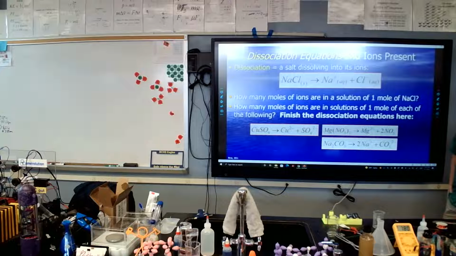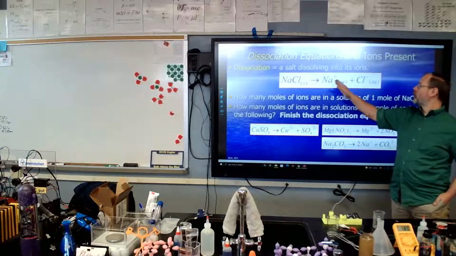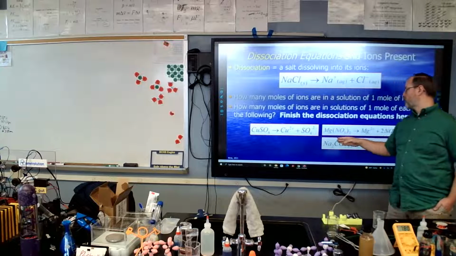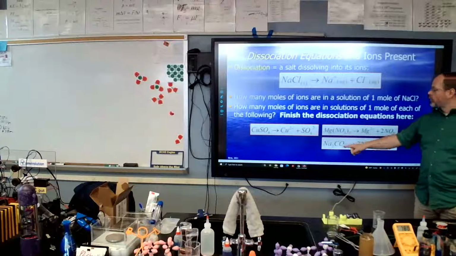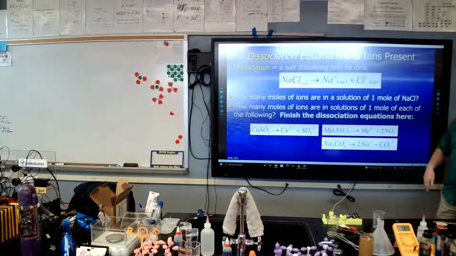Okay. Yep. So every time the salt dissolves, it releases its ions. With sodium chloride, it releases 1 cation, 1 anion. Copper sulfate, 1 cation, 1 anion. Magnesium nitrate, 1 cation, 2 anions. Sodium carbonate, 2 cations, 1 anion. Any other questions? Cool, that's all I have for today.